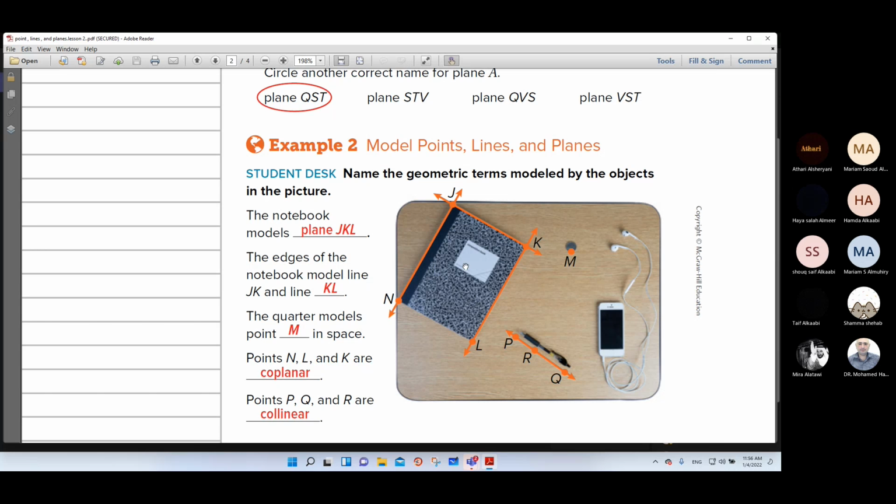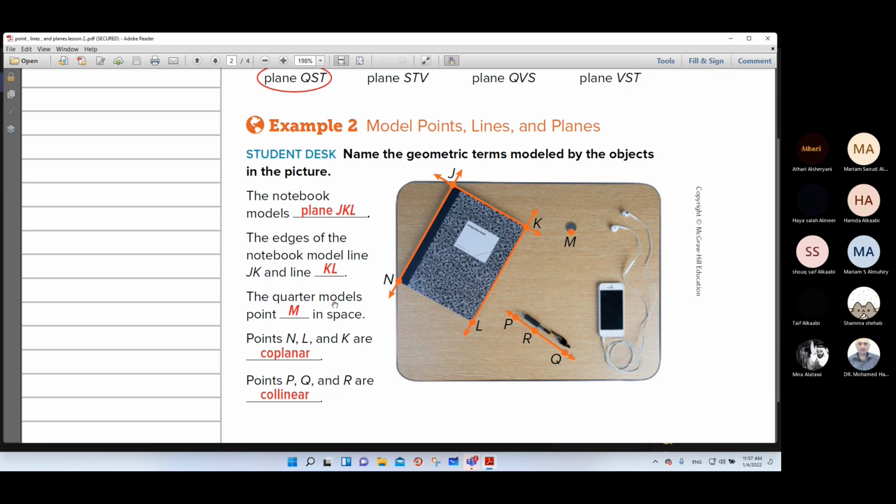So the notebook here in this example models a plane. For the name of this plane, we can choose 3 points, but not on the same line, for example, G, K, L. The edges of the notebook, this edge and this edge and this edge, model lines. For example, JK, this is a line, KL, GM, NL, etc.